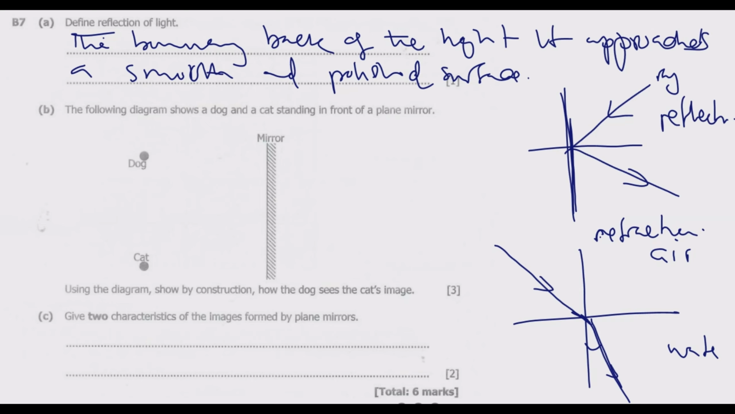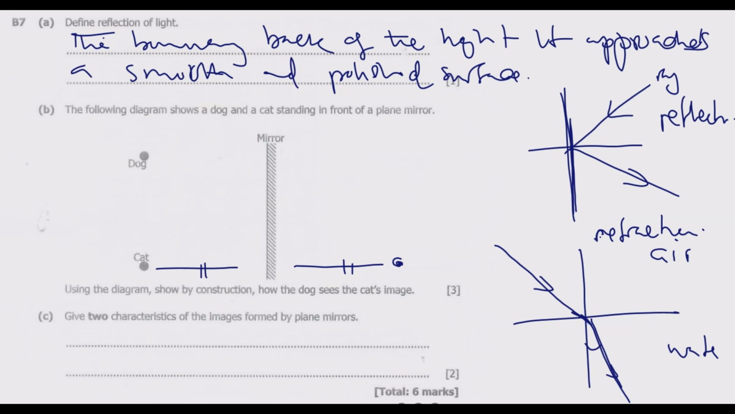We go to B. The following diagram shows a dog and a cat standing in front of a plain mirror. Using the diagram, show by construction how the dog sees the cat's image. So remember, the dog is looking in the mirror, so the dog is going to see the cat behind the mirror. So the cat image will be somewhere here, such that this distance and this distance will be the same.